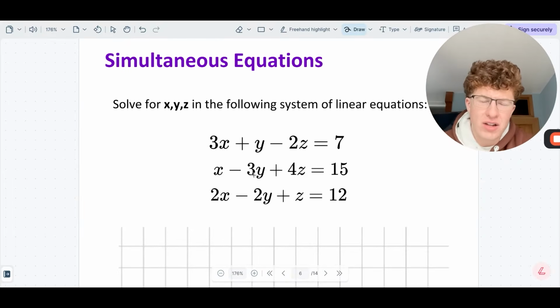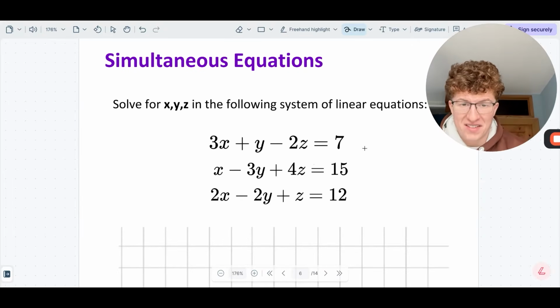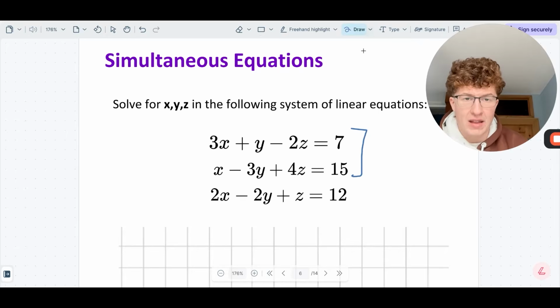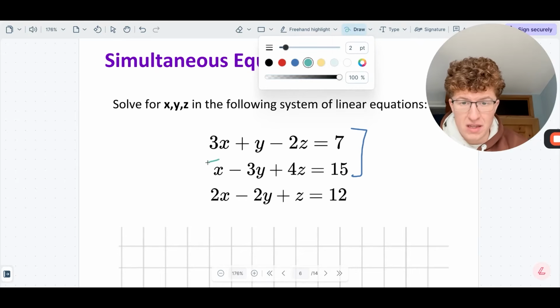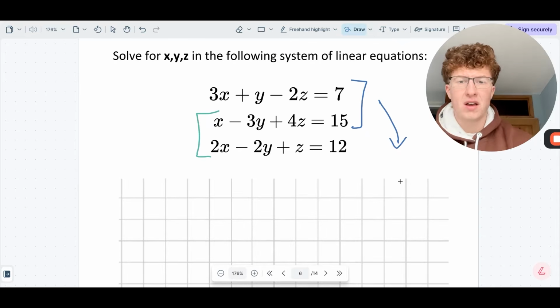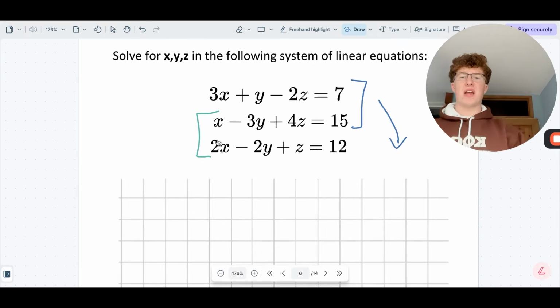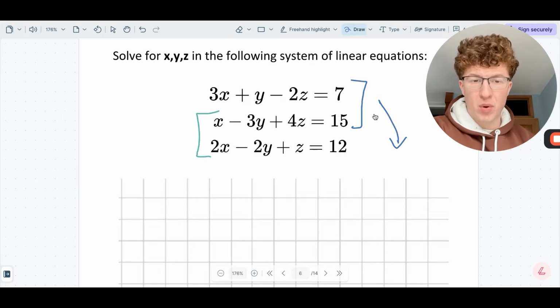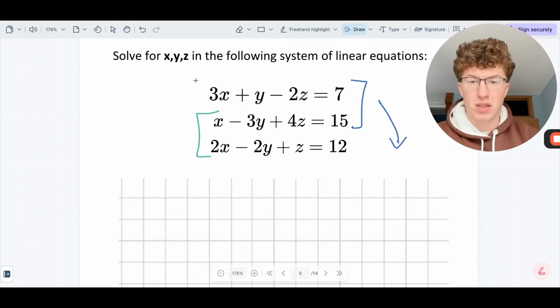So, looking at this immediately, I'm going to cancel the z's. I'm going to deal with these 2 equations first, and then I'm going to deal with these 2 equations here after. So, let's work with these first. So 3x plus y minus 2z, and then we have x minus 3y plus 4z. I want to cancel the z's here. So if I multiply this top equation by 2, I'm going to get a negative 4z. And when I add that to this 4z, they're going to cancel. So I'm going to multiply just the top equation by 2.